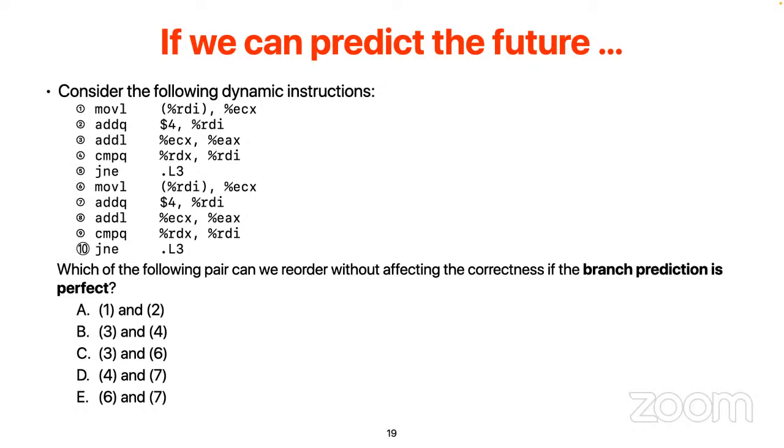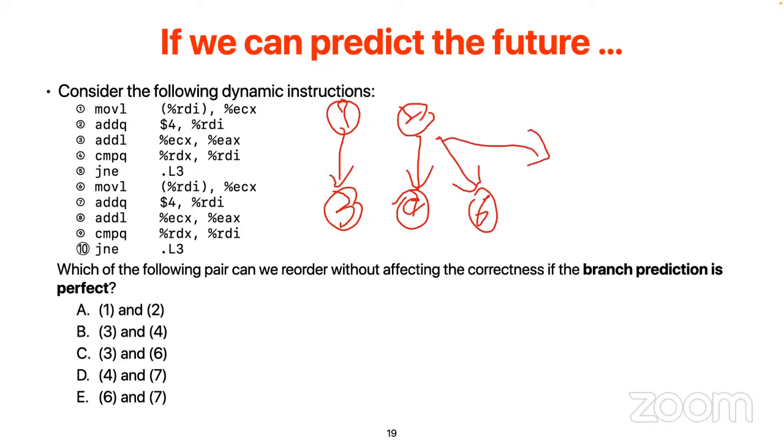Okay, you look at all options. First of all, if you remember 1 and 2, do they have a dependency in the data dependency graph analysis? No, because they are two separate nodes, so they don't actually have a dependency. If you draw a data dependency graph, as far as I remember, it's 1 and 2, and 3, and we have 4, 6, 7.